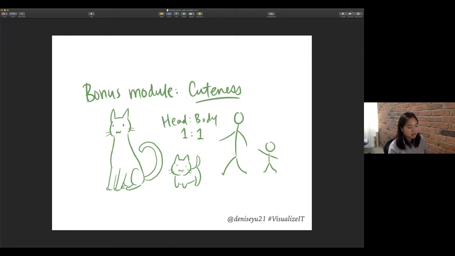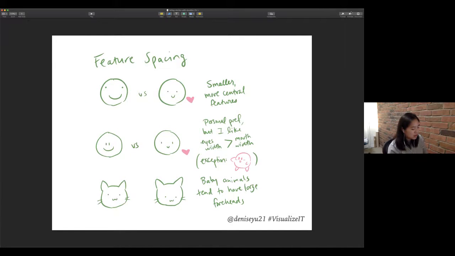Humans think things are cute when their head to body ratio is closer to 1-to-1. That's why we find babies cute. That's why we find kittens and puppies cute, because their heads and bodies are almost the same size when they're first born. So the closer that you can get to that ratio when you're doing cartoon representations of humans and animals, the cuter that most people's brains, our sort of reptilian brains, kick in and be like, oh, that's a baby thing. Some other things you can think about are feature spacing.